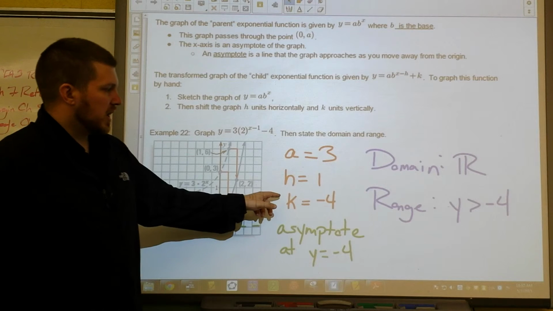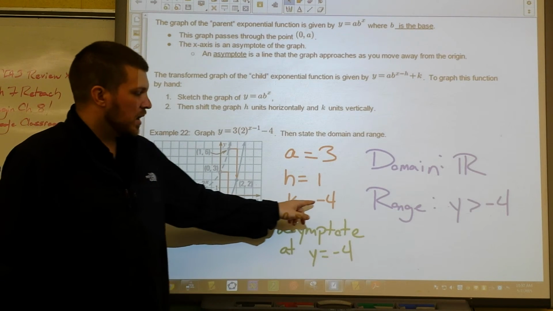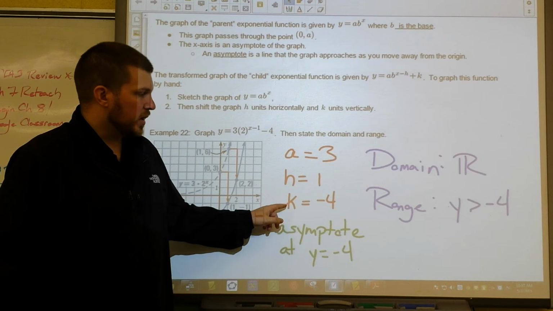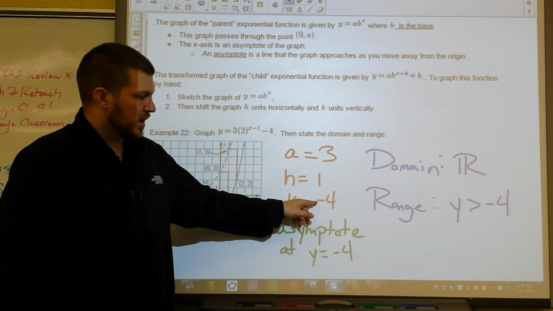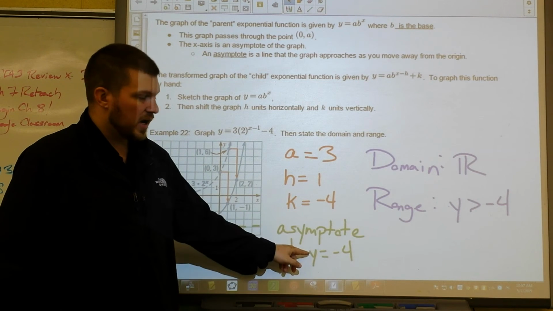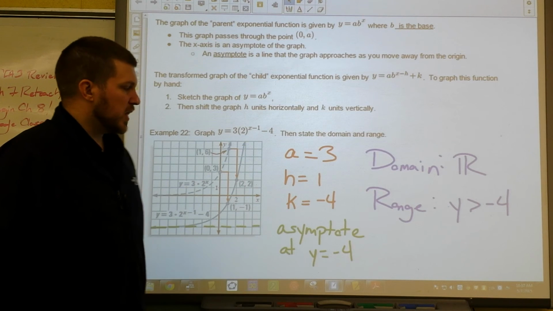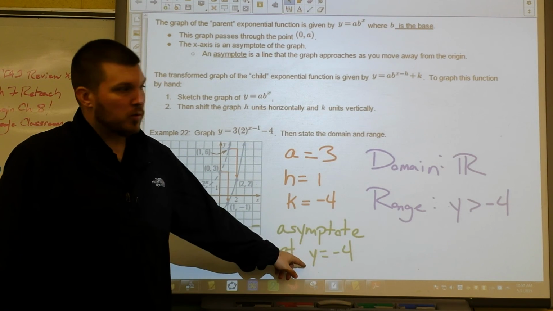You might have noticed that since the parent asymptote is always the x-axis, the child asymptote is always whatever our vertical shift is. Since in this case it was negative 4, our asymptote is at negative 4. If it was positive 8, then our asymptote would be at positive 8. So pay attention to your vertical shift to find your asymptote, and your asymptote is always going to be y equals a number.